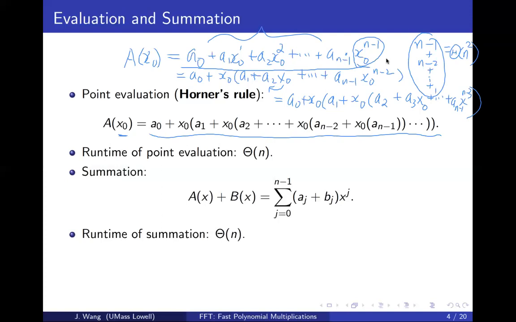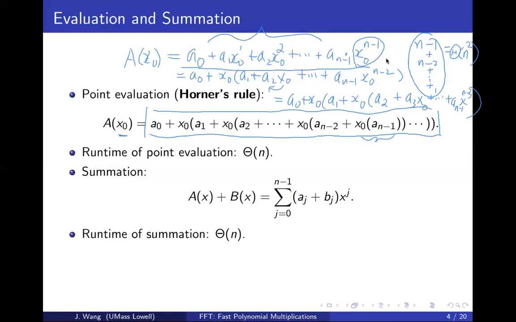Okay, so there are on the order of n squared operations if you do direct evaluation. Using this form, which is called Horner's rule, we can reduce the number of operations to the order of n. So this is linear. The reason for this is that you look at each parenthesis here.